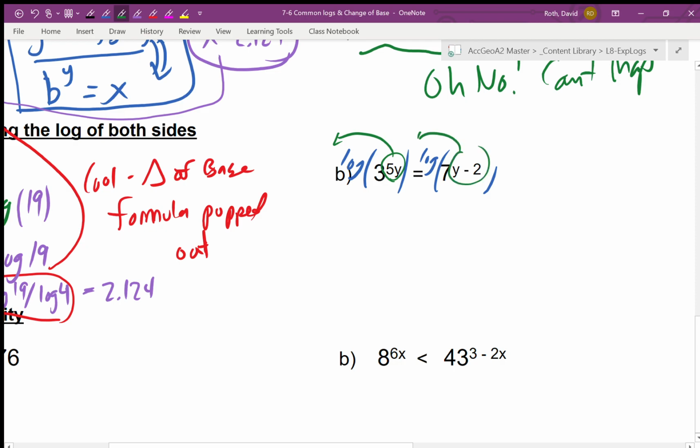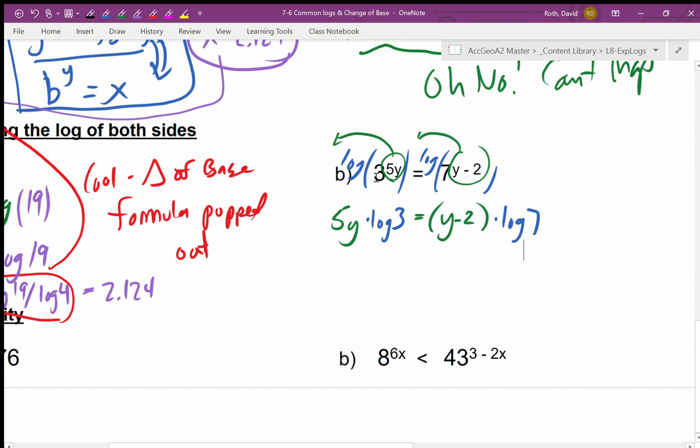These powers come on down, and then I have 5y. Well, I'll try to color code this thing, right? y minus 2, and then I had times the log of 3, and then that's times the log of 7. These are both log base 10, of course, because I'm just taking common logs. I can take log of base anything, but since the calculator understands log base 10, those are generally easiest.